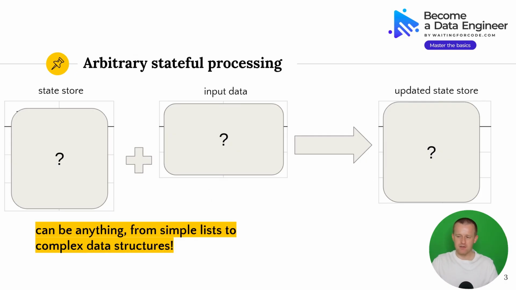And arbitrary stateful processing can be anything. In the state store, you can store anything regarding your input data, and you can also update and create the state entry of any kind. It can be a simple list or maybe complex data structures like data classes in Python, case classes in Scala, or POJO objects in Java.